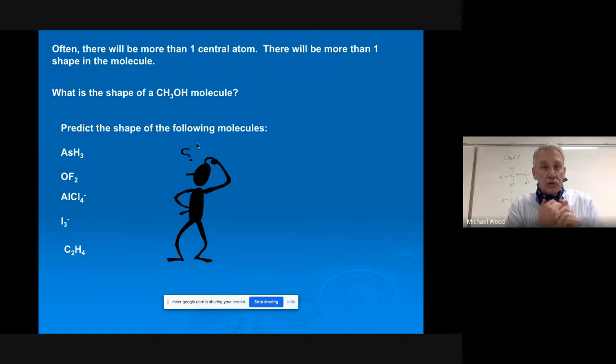Again, I'm going to do the dots. I'm going to count the electron domains. So if you haven't been working on these, give us a minute to work on these. Go ahead and try to determine the shapes and the bond angles for each one of these. I'm just going to be quiet here for a minute.